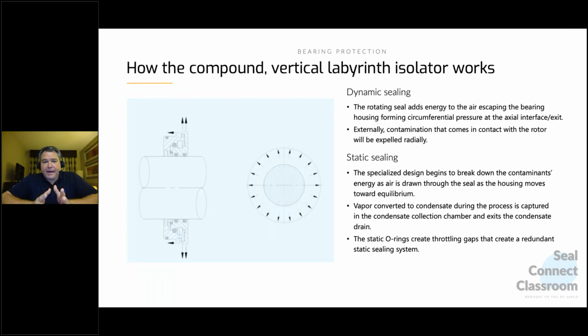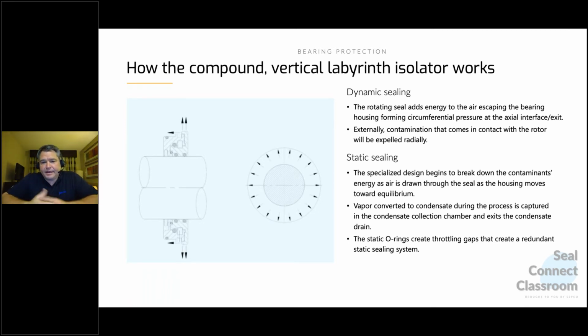What a compounding labyrinth does, in this case, you have a vertically mounted labyrinth, and it sits outside of the machine. So it sits outside of the housing. So as the machine's cooling down and it's pulling these vapors across, you've got the vapors moving from high pressure to low pressure as it's cooling down. At some point, it will meet an equilibrium. It will balance out and it will stop. The energy transfer will stop. But during that time, the labyrinth allows for you to break down the contaminant.